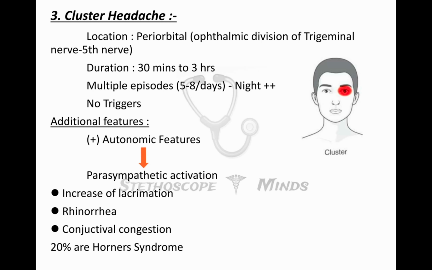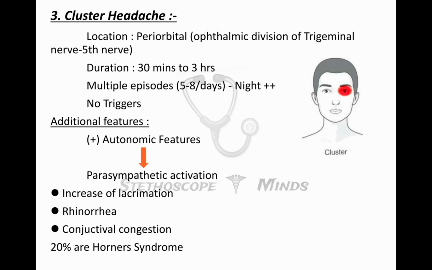Now let's check about cluster headache. For the cluster headache, the location is periorbital, that means ophthalmic division of the trigeminal nerve, that is the fifth nerve. The duration of the cluster headache is 30 minutes to 3 hours, and it has multiple episodes for 5 to 8 days and mainly aggravates at night. And there are no triggers.